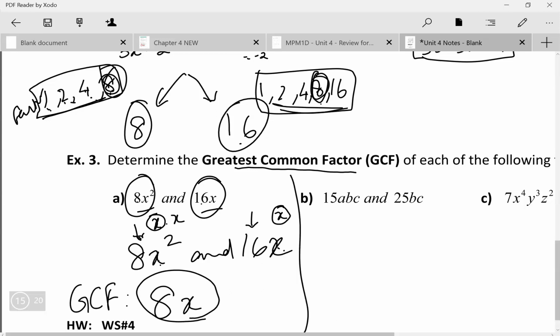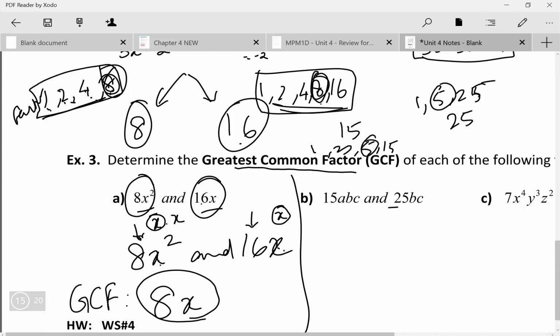Okay, let's try another one. 15 and 25. What basically multiplies to give me 15? A 1, a 3, a 5, and a 15. What basically multiplies to give me 25? 1, 5, 25. Right? What is the biggest number that's common between both of them? The 5. And so therefore, the greatest common factor has to include a 5.